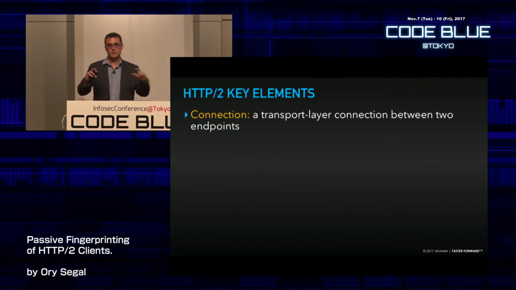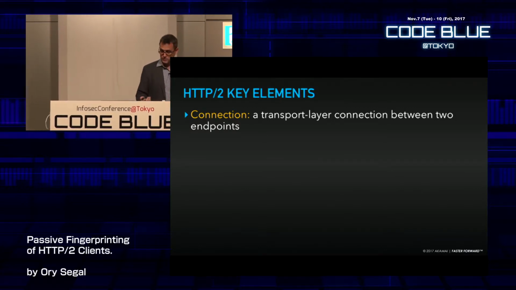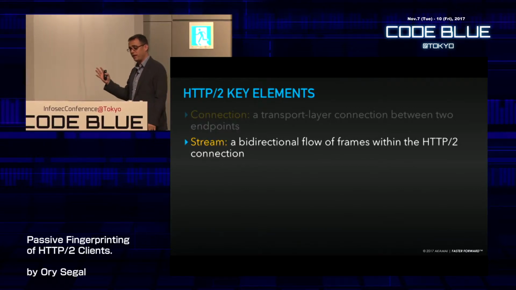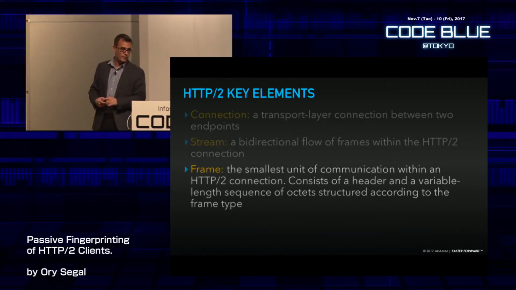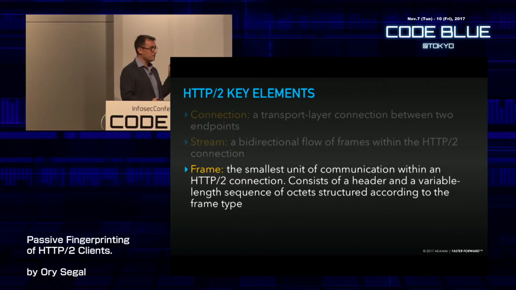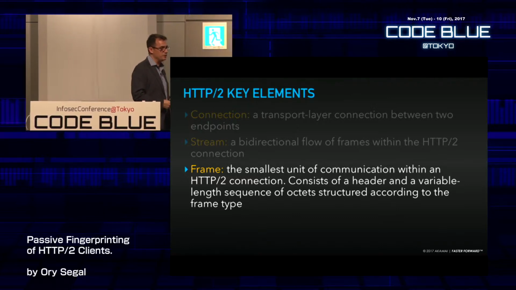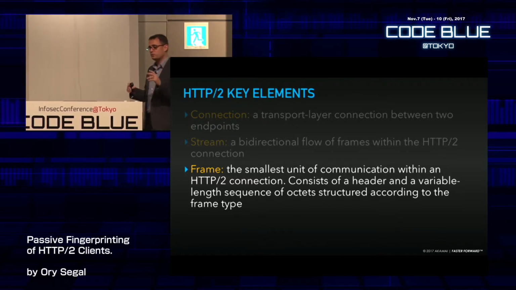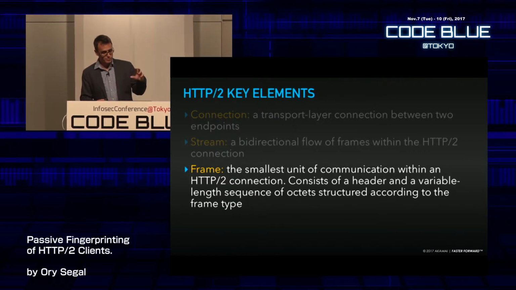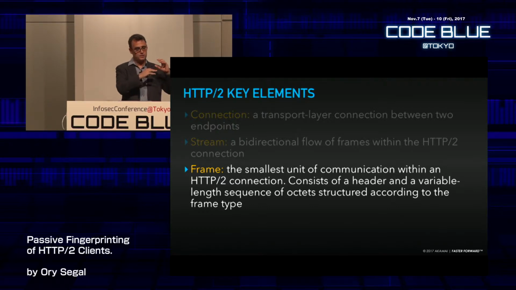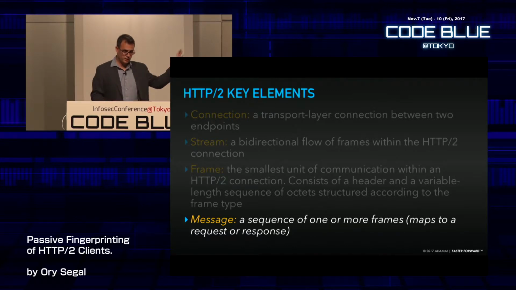So a connection is that single TCP connection, the transport layer connection between the two endpoints. The stream is a bidirectional flow of frames inside an HTTP connection. A frame is actually the smallest unit that exists in HTTP 2. So there are different types of frames. We'll look at that in a second. We actually use that in the fingerprinting. And the frame consists of a header part and then the actual payload. And if it's hard to comprehend, I'll show you a graphical example of it.